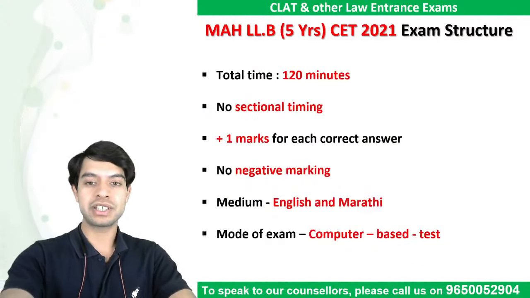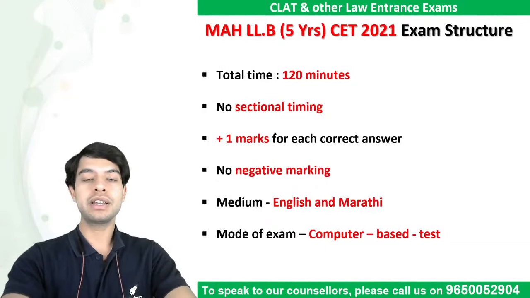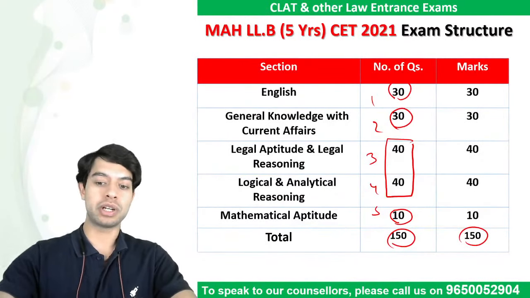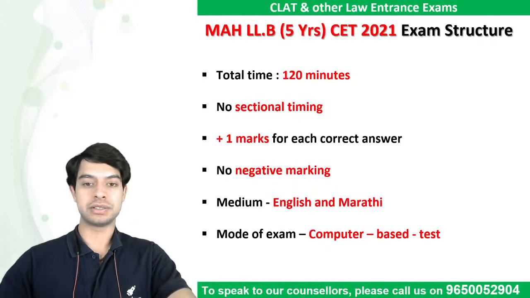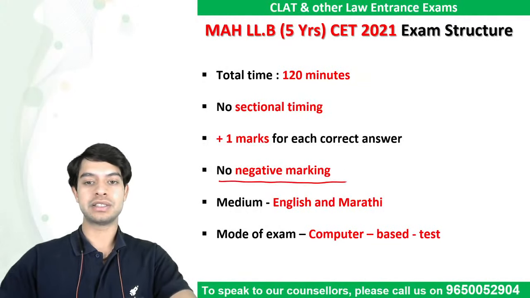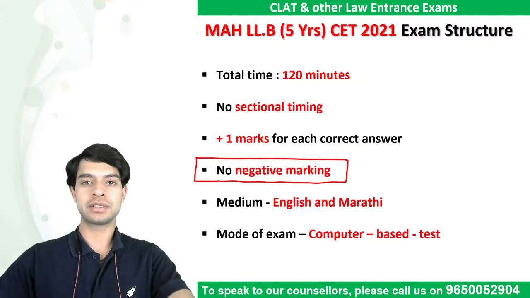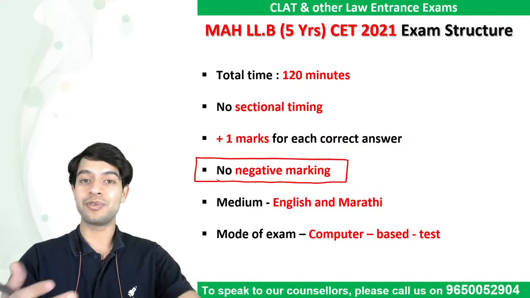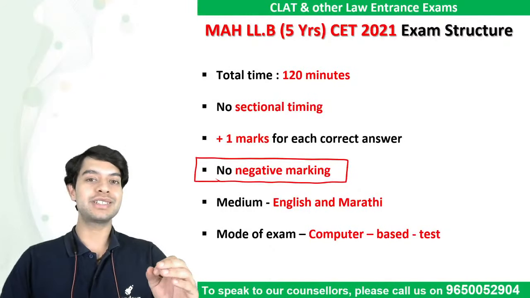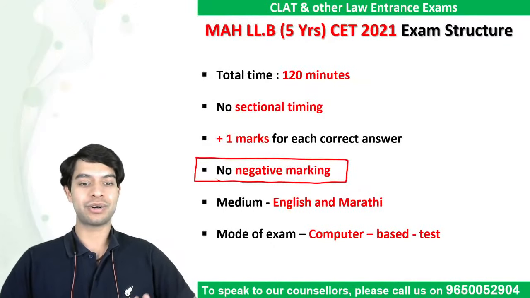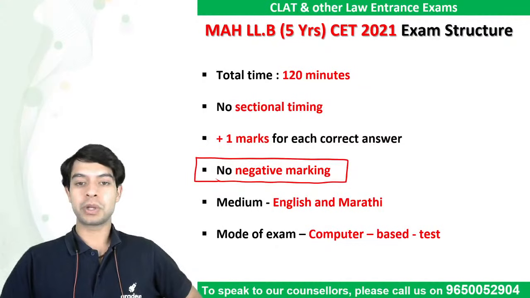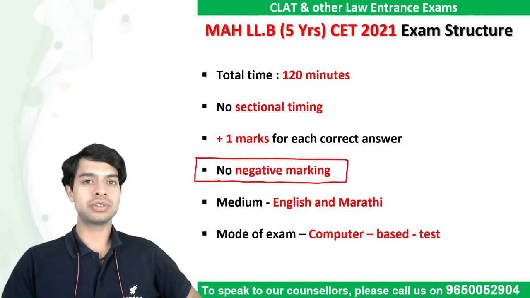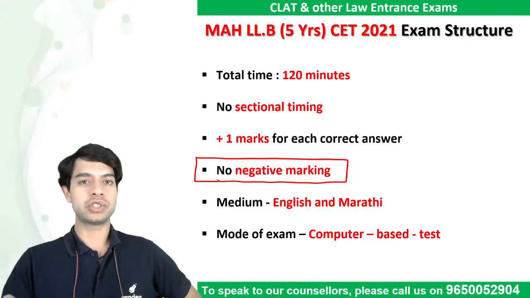So a total of 150 questions that are divided into 5 sections. And guys, I will suggest you attempt all 150 questions. Why? Due to this reason: there is no negative marking. Even if you attempt the whole 150 questions wrong, which obviously won't happen, your score would be just 0, not in minus. Got it? So because there is no negative marking, I would suggest you attempt all 150 questions.